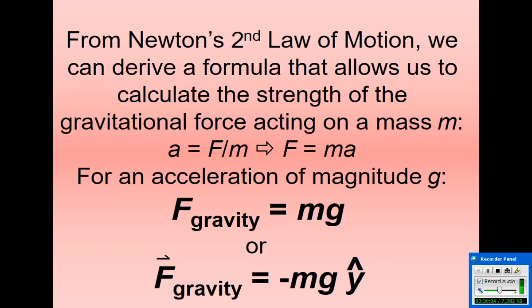In the context of Newton's second law, if we're asking what is the force due to gravity, well, we know that force equals mass times acceleration. If gravity is the only force acting on an object, we would say that the gravitational force equals the mass times the gravitational acceleration. The magnitude of the gravitational force would be mg. And if I wanted to express it as a vector, I would say minus mg y hat. The minus because it's down, mg for the magnitude of the force, and the y hat to indicate parallel to the y-axis.